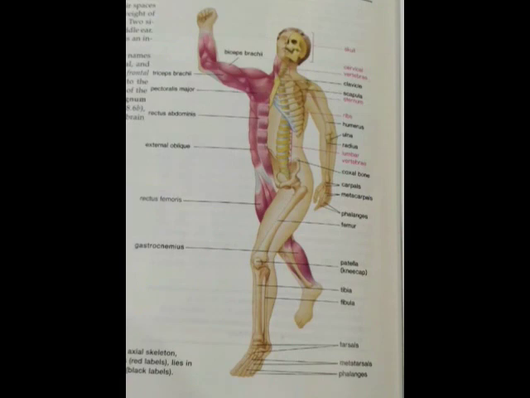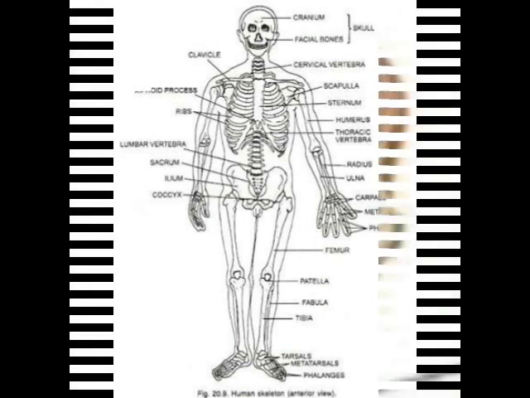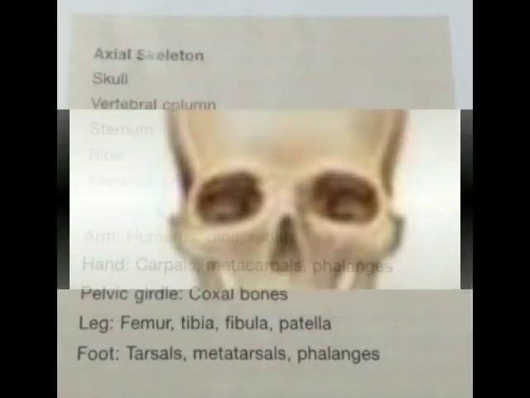Human skeleton is divided into two portions, axial and appendicular. Axial means central part of the body. First one is skull, second one is rib cage, and third one is vertebral column. Skull protects our vital and soft organs of the body. Axial portion contains 80 bones.